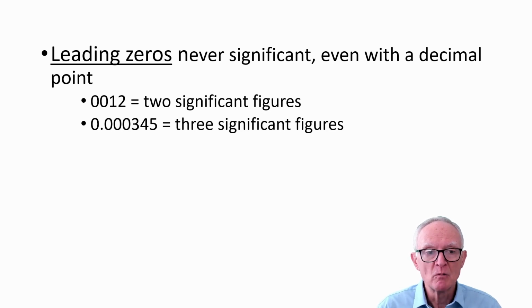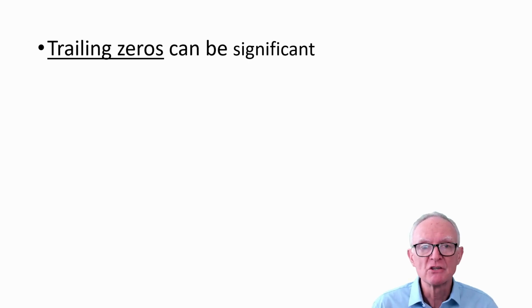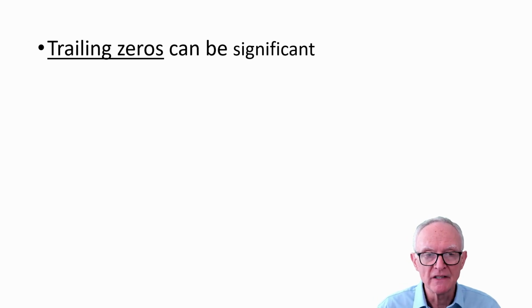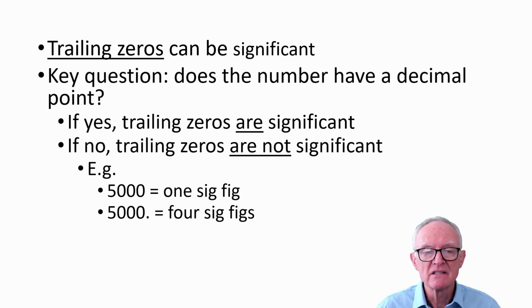If we wrote 0.000345, that has just 3 significant figures. Trailing zeros, however, can be significant, and the key is, does the number have a decimal point? If yes, trailing zeros are significant. If no, trailing zeros are not significant.